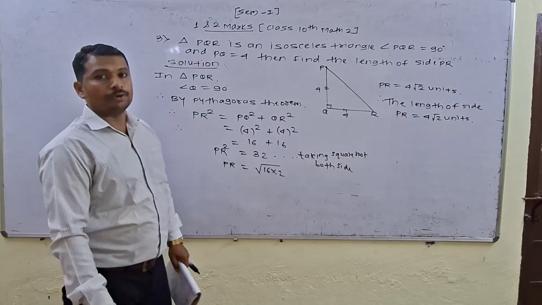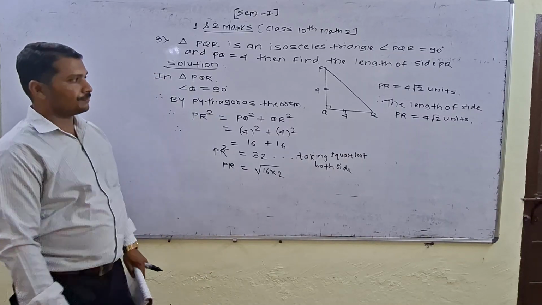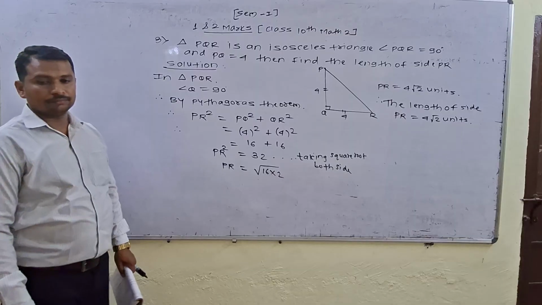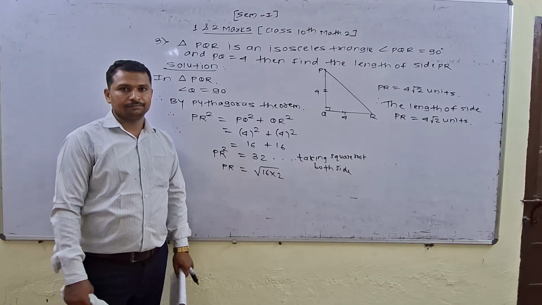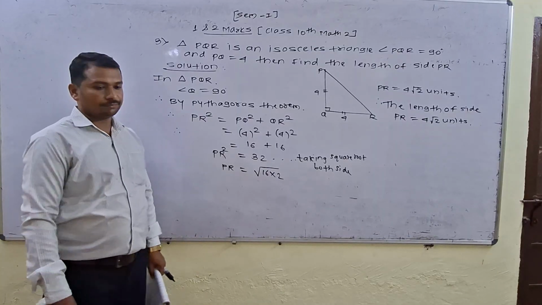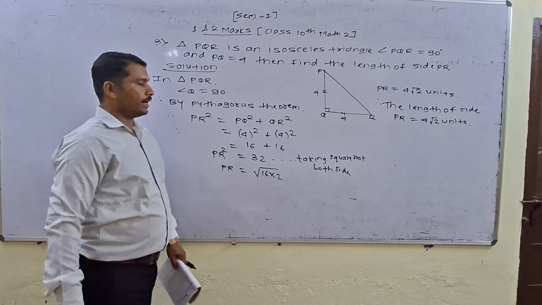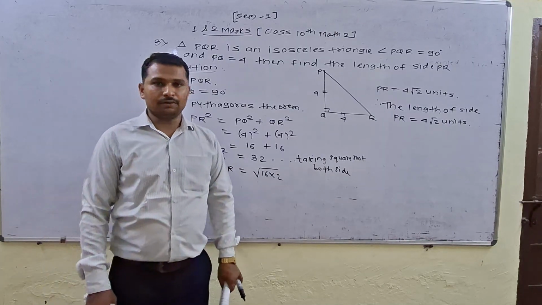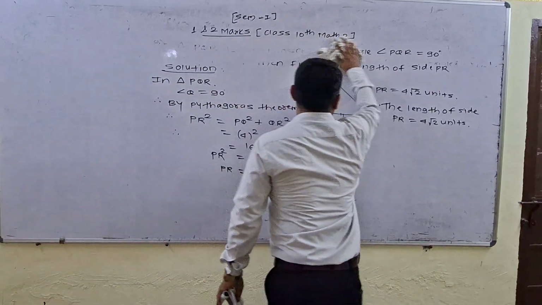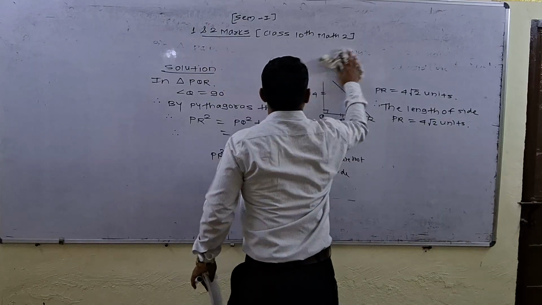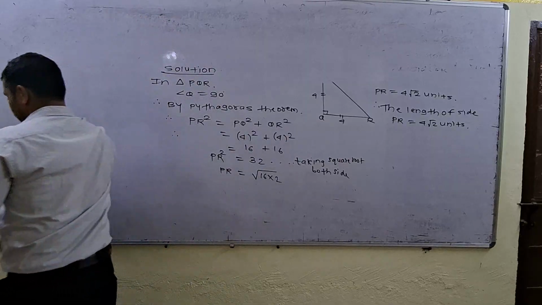Now, for question number 4, we must read the question and then find the answer. Look at the board and solve the question. Any doubt in this question? We know that we solve this question by the Pythagoras theorem. Next question, question number 4.